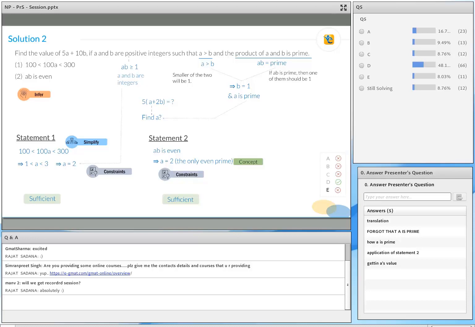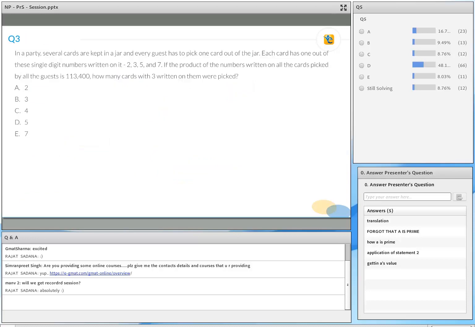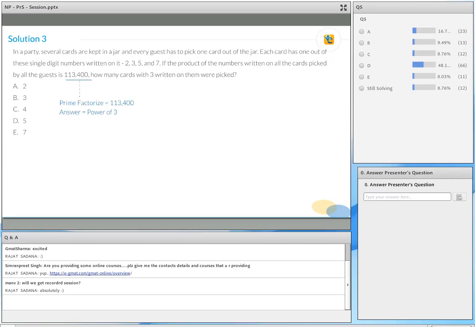All right. Now, question number 3. This is a question which is based purely on translate. Okay, and again, you have to look at these questions, this one, and you have to basically get in the habit of visualizing so that you can translate. Essentially, several cards are kept in a jar. Every guest has to pick out one card, and each of the cards has either 2, 3, 5, or 7 written.